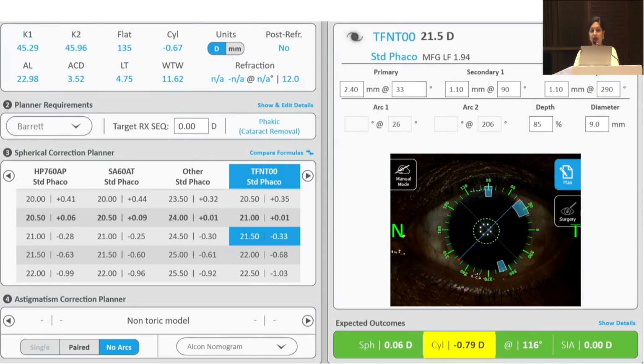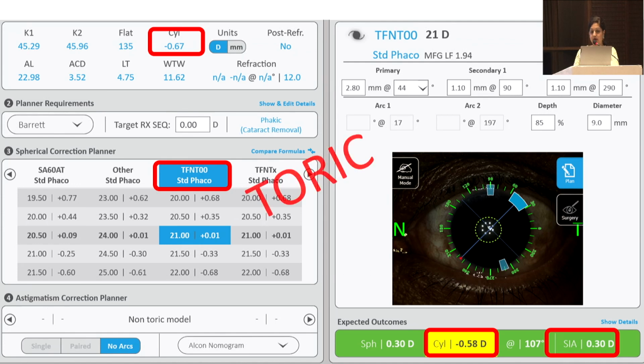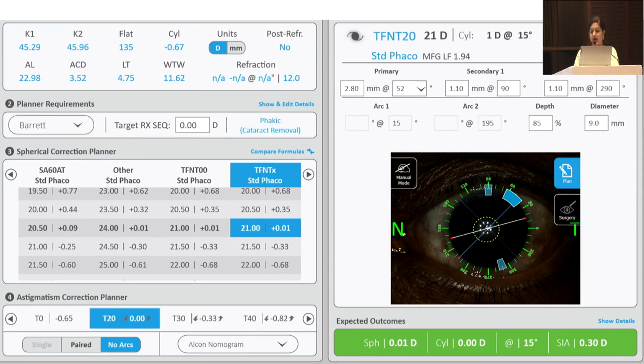Now going to an oblique one, again a 0.67 with a residual you can see here of 0.79 in the yellow. What would you do? Would you use a toric or a non-toric? If you are putting in an SIA of 0.3 with a 2.8, you are getting a cylinder of 0.58, which is okay. You can still go ahead with a non-toric. And if you plan a toric, that 0.58 can be reduced to 0.0. So again, that is a call that you can take.